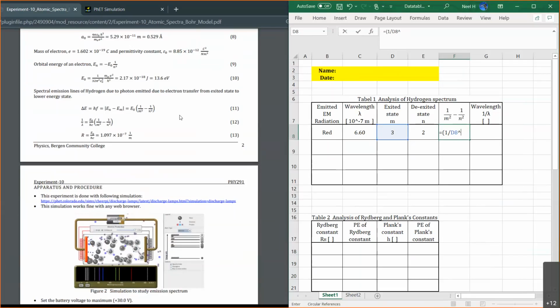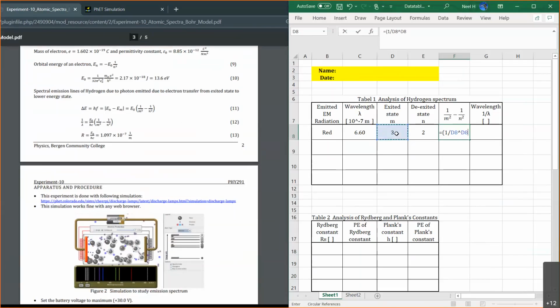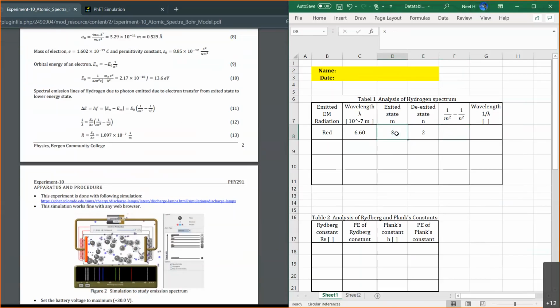Let me write m is actually the final, n is the starting. So I made a mistake here. The highest excited state is actually the n, and where it is going to, the de-excited state, is the m. Please change those 2 letters here, because it is not always going to the ground state. That's why I did not write here that it has a ground state.